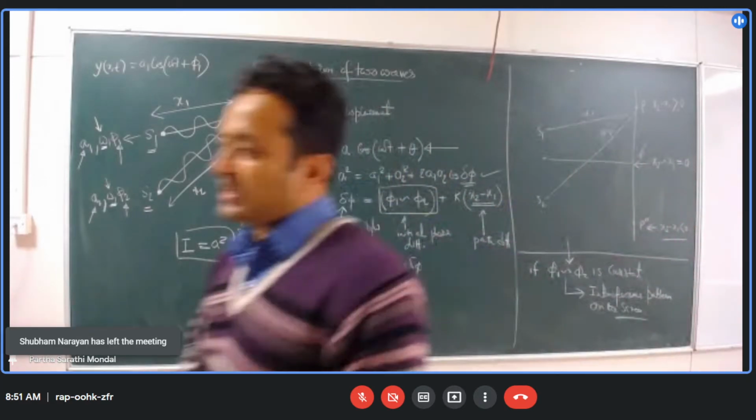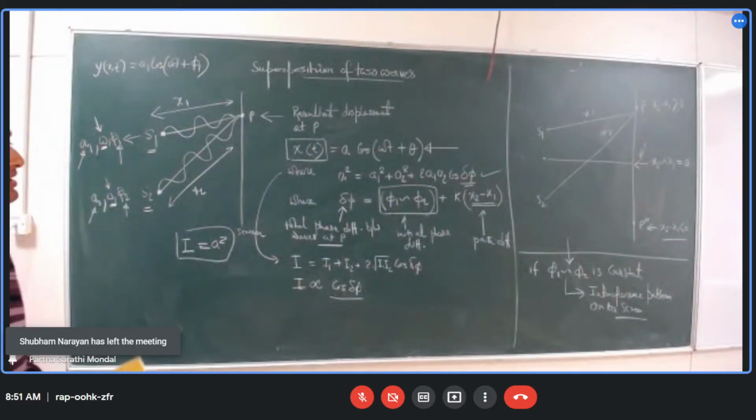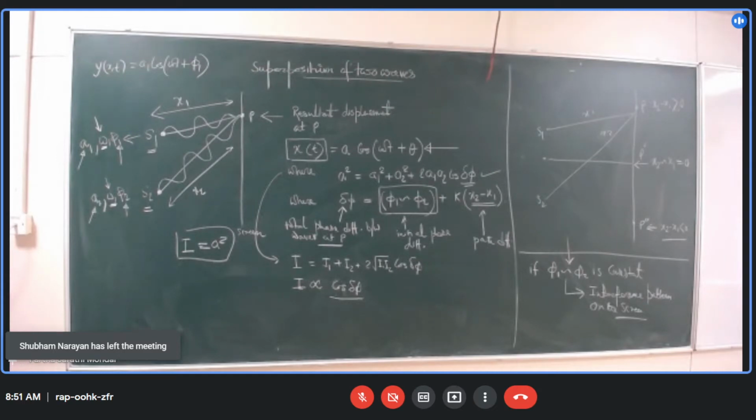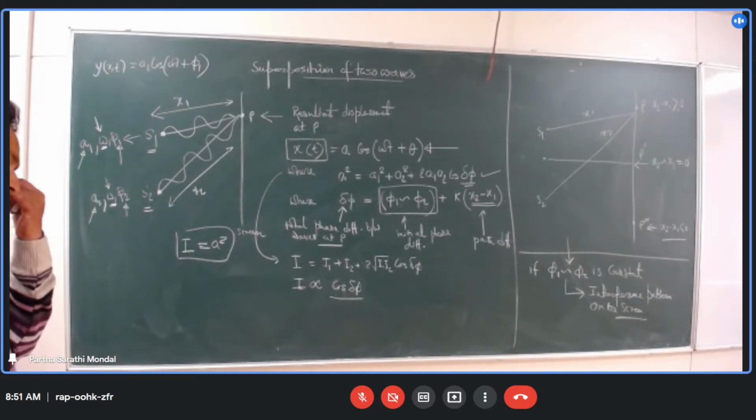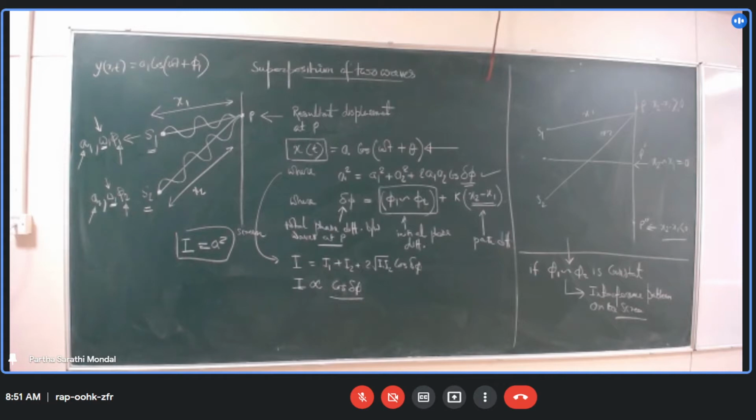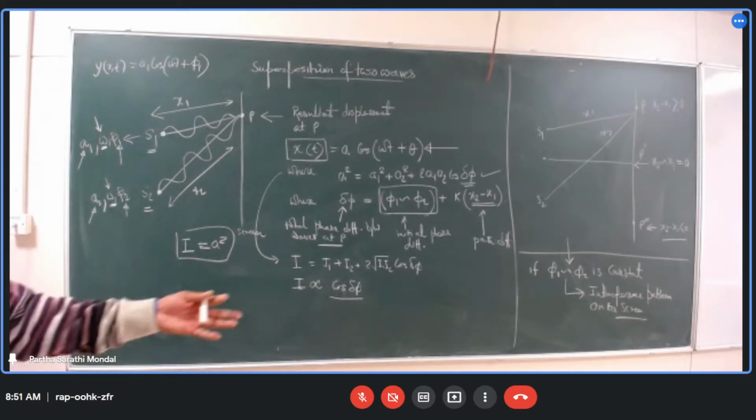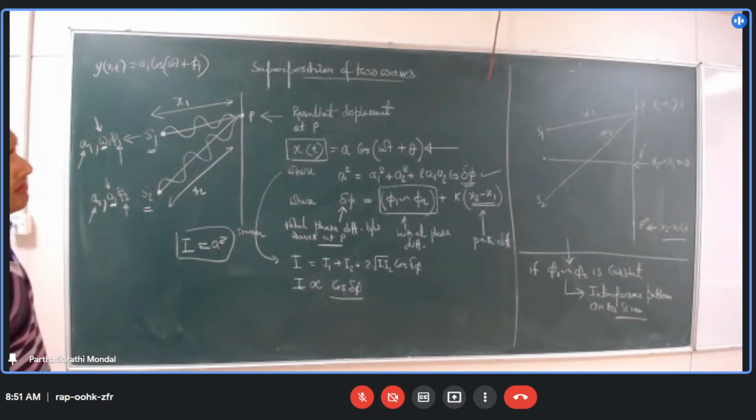तो क्यों आपको दिखेगा interference pattern? Because if you move from one place to another place on the screen, actually you are changing the cos delta phi, and that is how you are changing the intensity pattern on the screen, which is called interference. Okay, so that's all for this part.